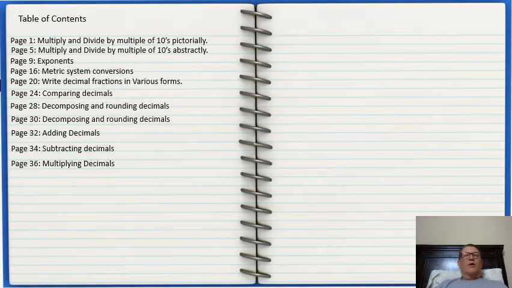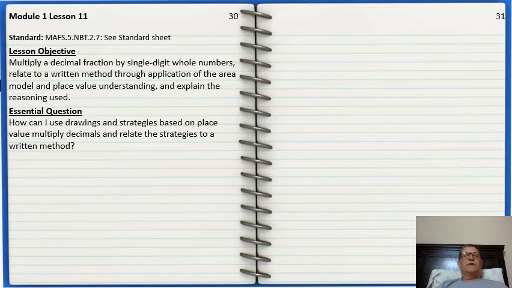Now on our table of contents, we know this one here is multiplying decimals, and we're going to be using pictures, and we're going to be trying to relate it to a standard algorithm. In Lesson 11, our standard is still MAFS 5 MBT 27, and you can see the standard sheet in order to find out exactly what all that says, but the one skill we're looking for in the lesson objective for this one is we're going to multiply a decimal fraction by a single digit whole number and relate it to a written method through application of the area model and place value understanding and explained reasoning used.